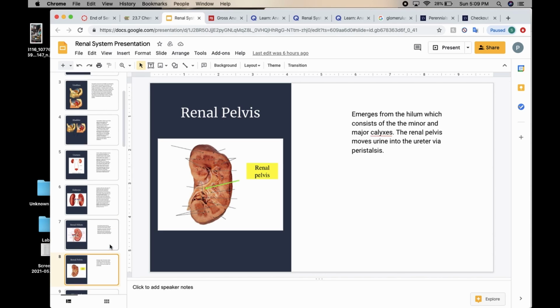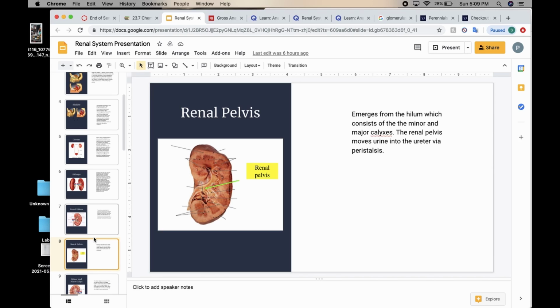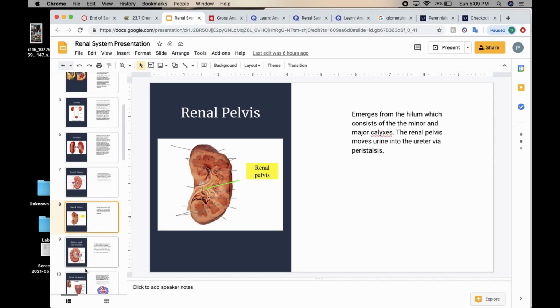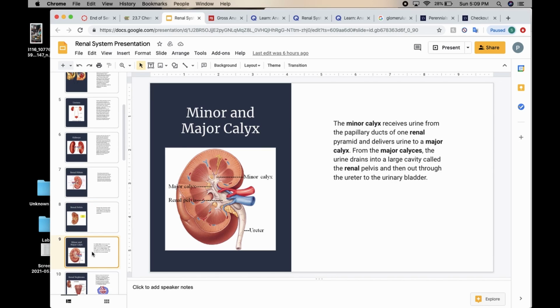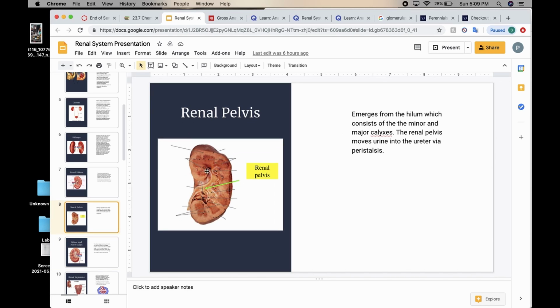Now the minor and major calyces, which receive urine from the papillary ducts of the renal pyramid and deliver urine to the major. From the major, the urine drains into the pelvis and then out the ureter to the bladder, which I already touched on, and the renal pelvis that I was just referring to, where the urine drains into the pelvis and then out to the ureter.